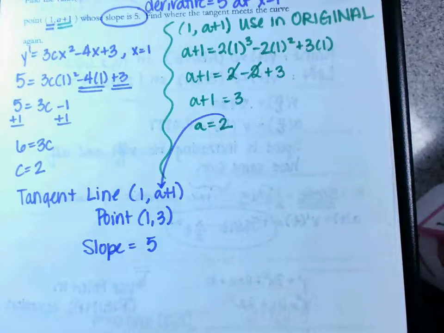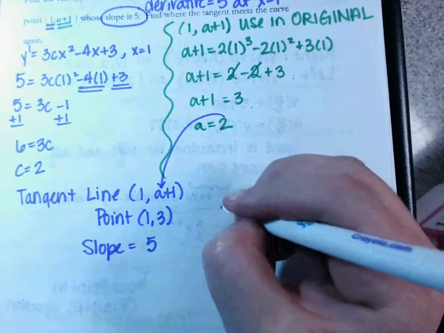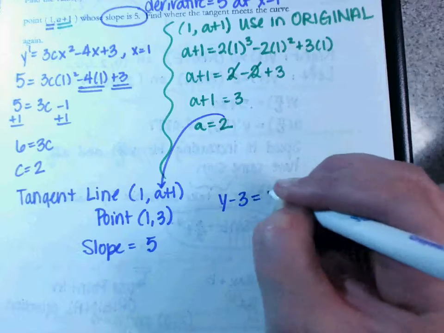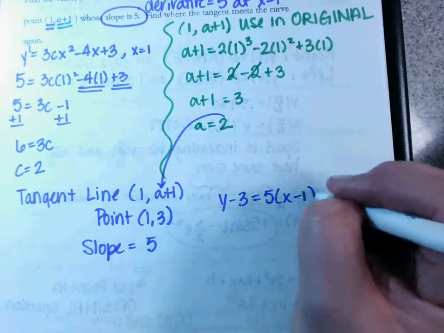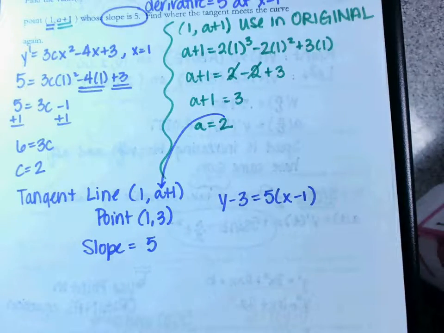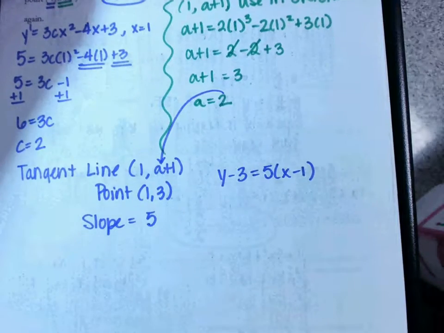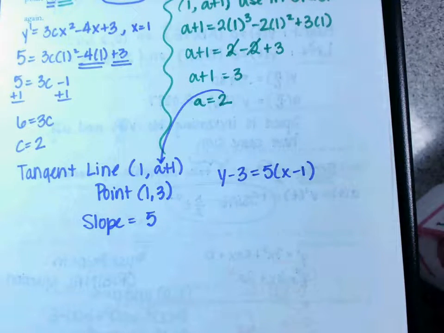So given those 2 pieces, can I write the equation of my tangent line? It'd be y minus 3 equals 5 times x minus 1. Now, this is a hint I'm going to give you: solve it for y. I'll give you a minute to do that. Okay, but we're not going to be able to do anything with it in point slope form. We need to solve it for y equals.